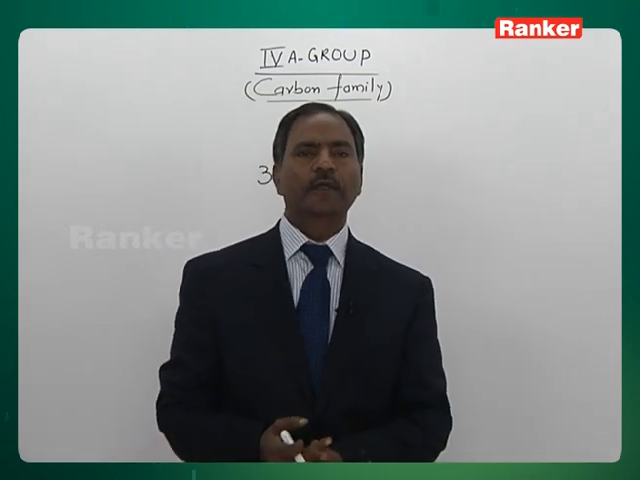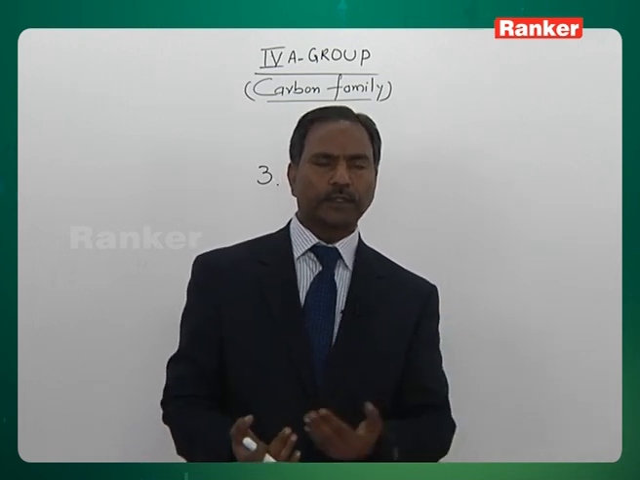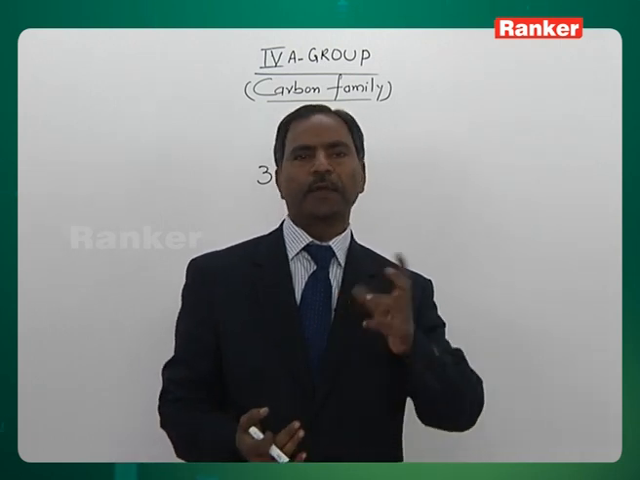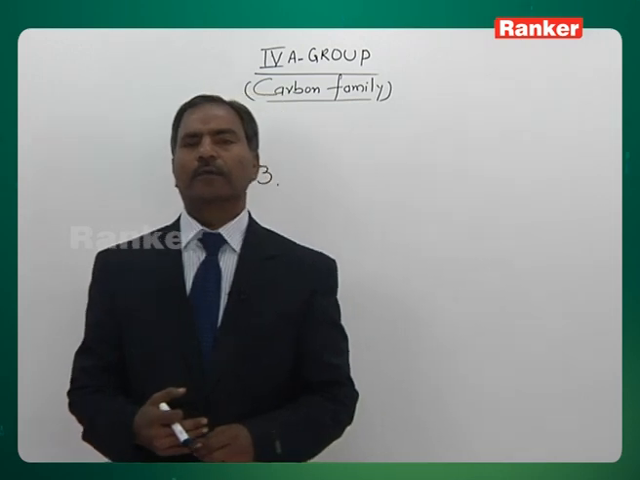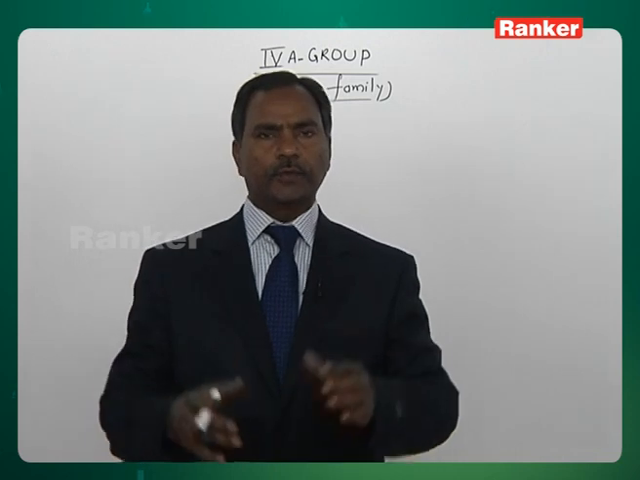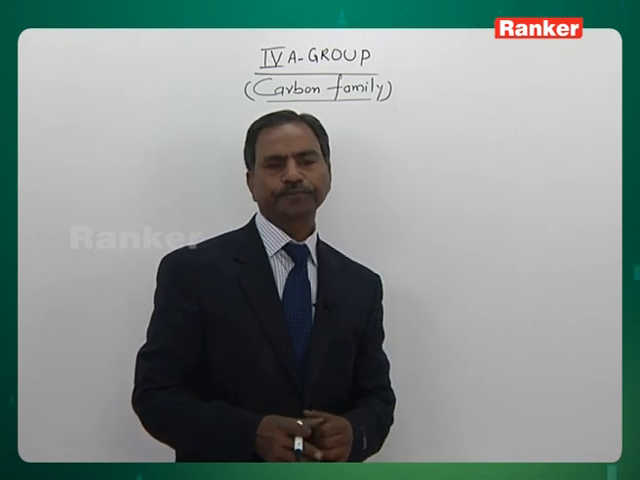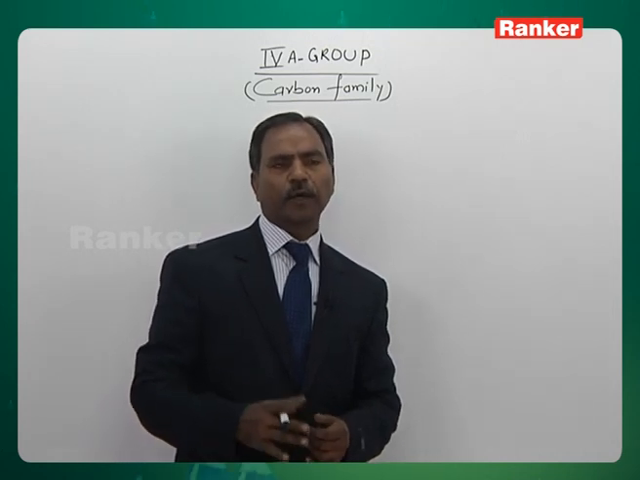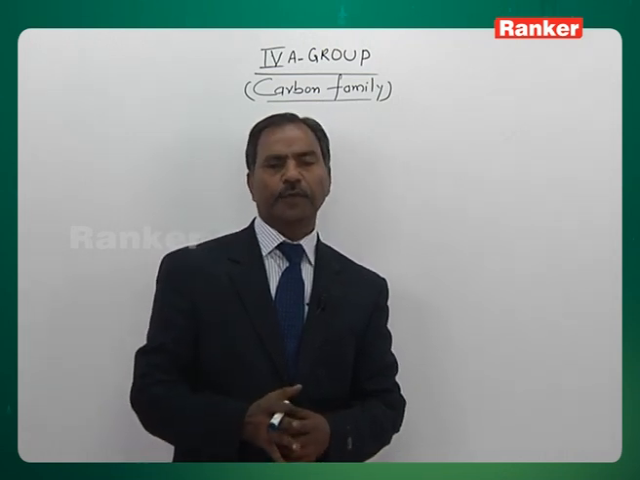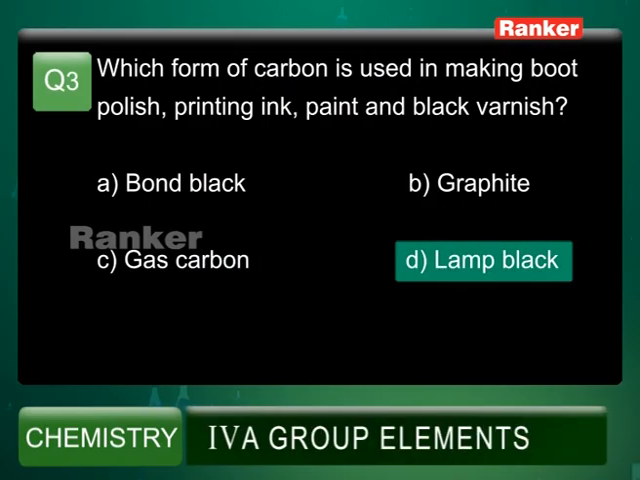Coming to graphite, graphite is generally not used to make inks. Generally, graphite is used as a lubricant, and also in the preparation of lead pencils. Gas carbon is a conductor, therefore it is generally used to make electrodes. Coming to lamp black, it is actually a fine powder of carbon. This is generally used in the preparation of boot polish and black ink, etc. Therefore, question number 3, the answer is D.